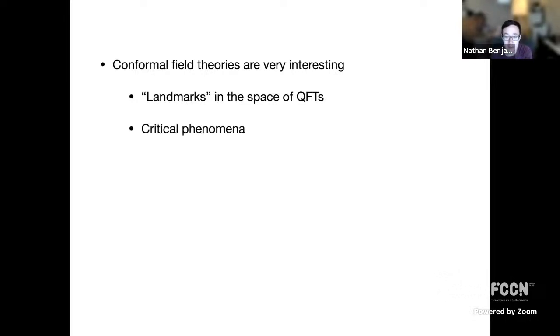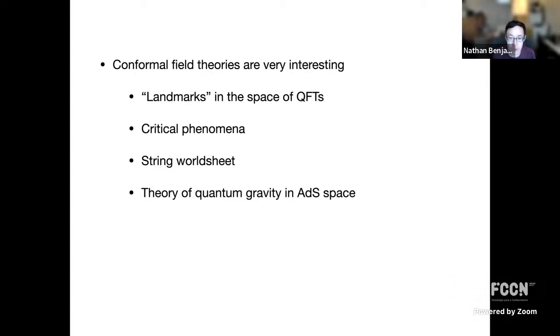You could be interested in critical phenomena, and some second order phase transitions are described by conformal field theories. For example, the critical point in the phase transition of water is described by the critical 3D Ising model. You could be interested in string theory, and the string worldsheet can be described by a two-dimensional conformal field theory, a nonlinear sigma model with some target space. You could be interested in quantum gravity and anti-de Sitter space, and then via AdS/CFT, you'd be interested in conformal field theories as well. And you could be interested in various pure math applications, which conformal field theories can also help answer.